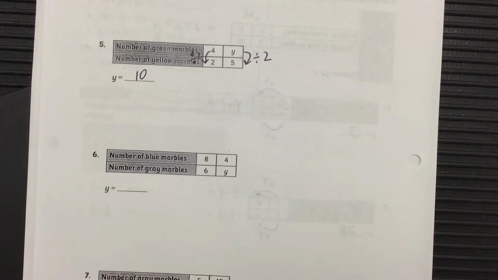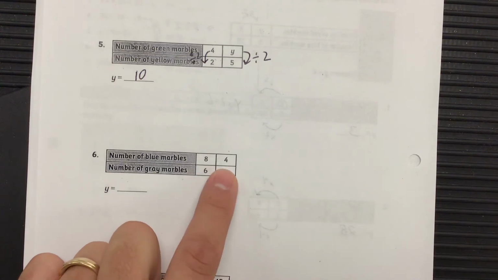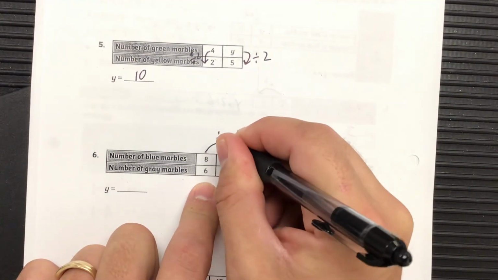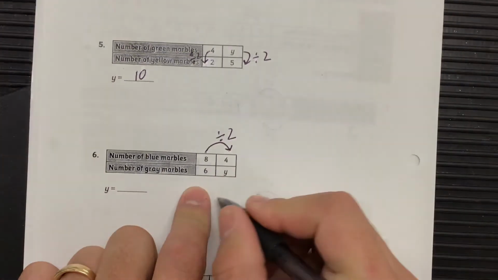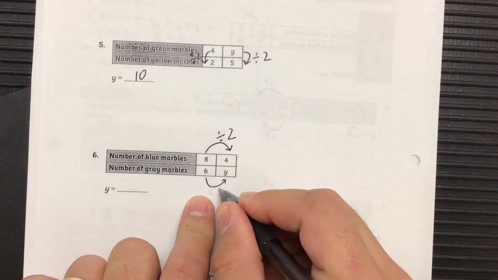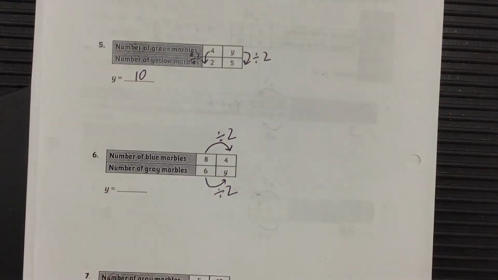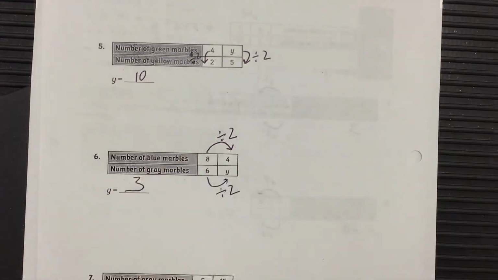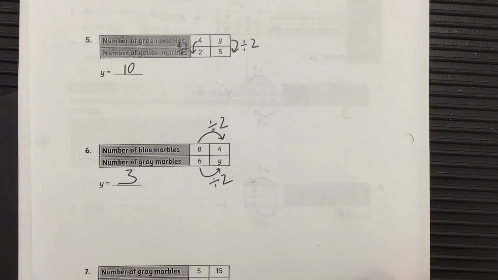How about number 6? Anybody see a correlation there, vertically or horizontally? 8 and 4. Yeah, pretty easy, right? How do I get from 8 to 4? Divided by 2. So 6 divided by 2, that would be 3. So whenever it says show the arrows, guys, you need to do that.